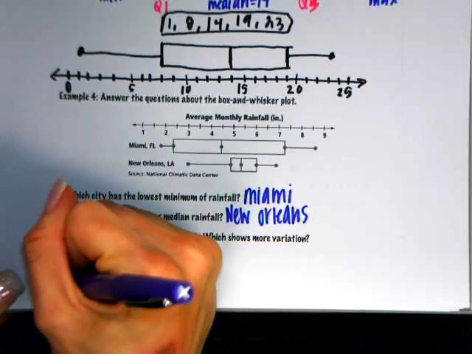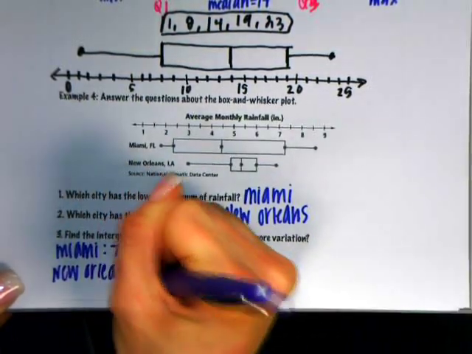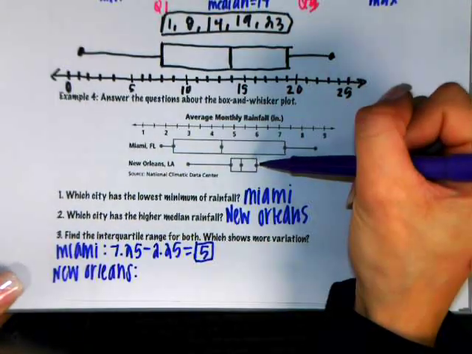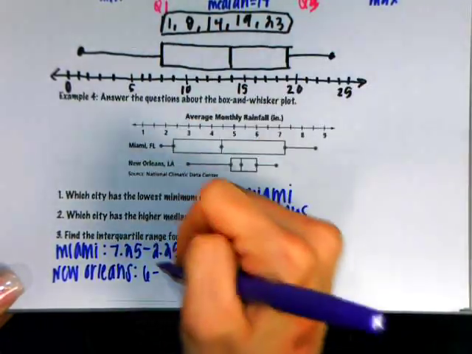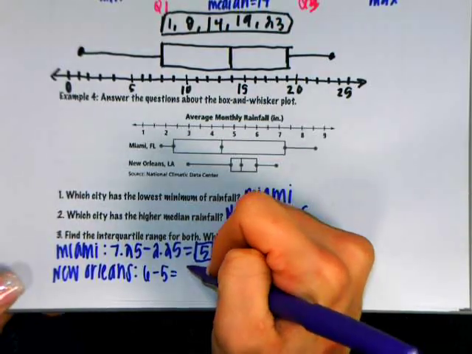Okay, and then for New Orleans. Okay, New Orleans Q3 is at like, what, 6? Minus Q1 is at 5. So what's that going to be? Yep, 1.